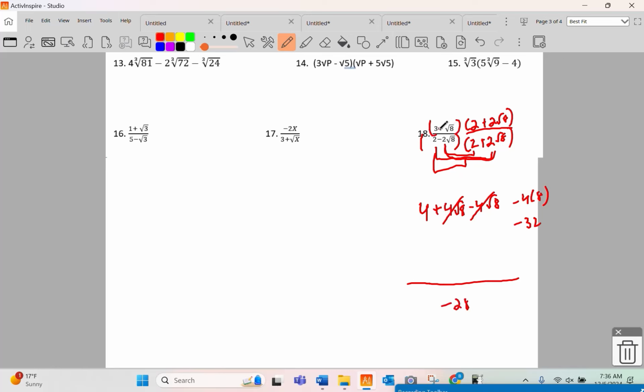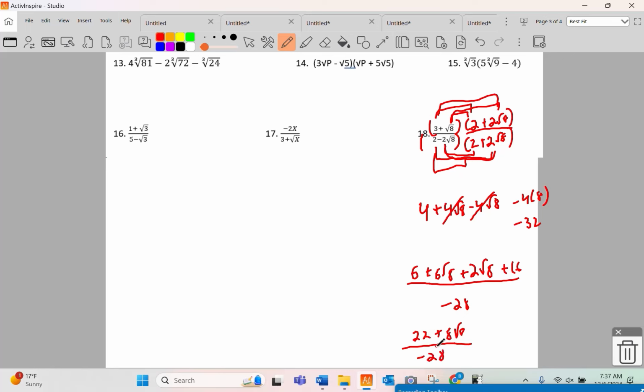Up top, we're going to have to FOIL, and this is just going to be plain old ugly. 3 times 2 is 6. Plus 6 roots of 8. Plus 2 roots of 8. And then plus 16. And there's going to be some simplification here. 16 and 6 makes 22. 6 and 2 makes 8. And we're sitting over a negative 28.